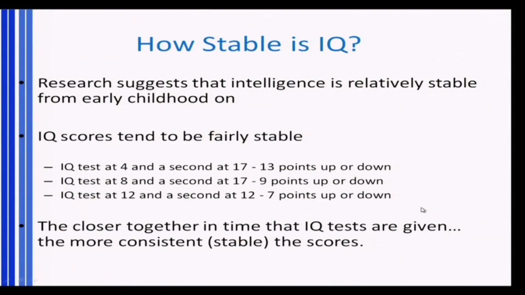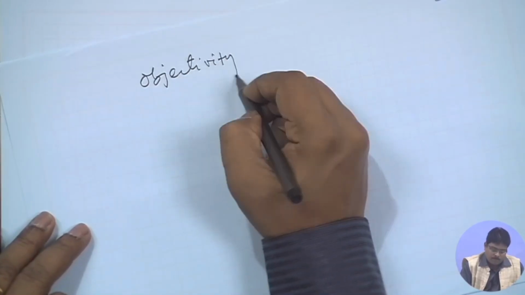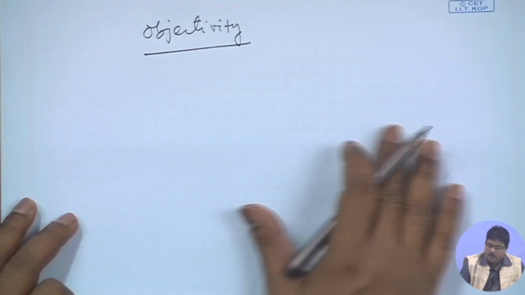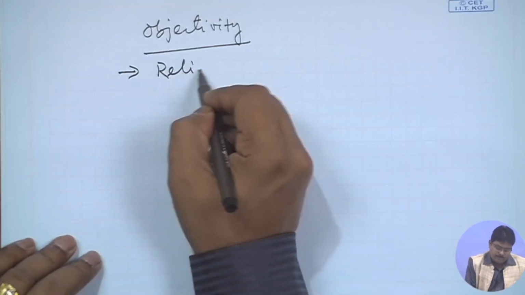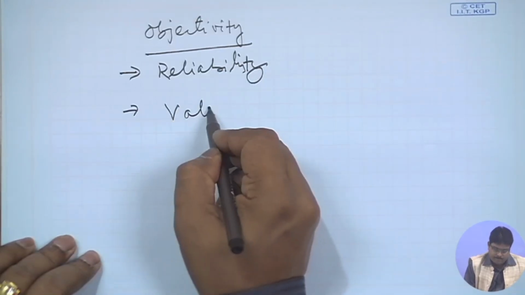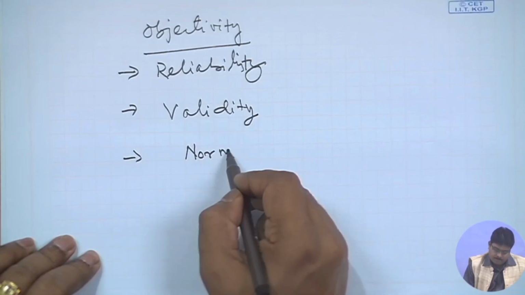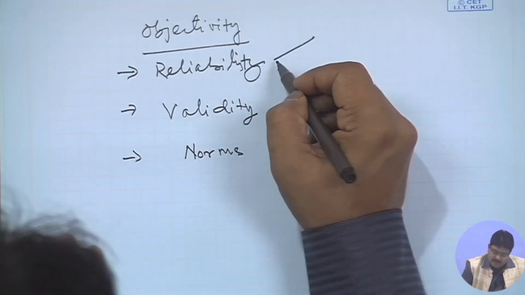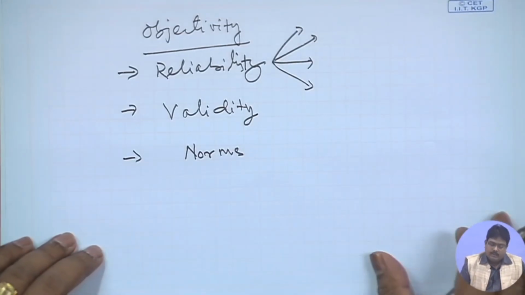So, what is that reliability and validity? When you talk about objectivity of a test, there are 3 important dimensions that we look into. One is reliability, second is validity, and the third is norms. So, there are various types of ways of calculating reliability.